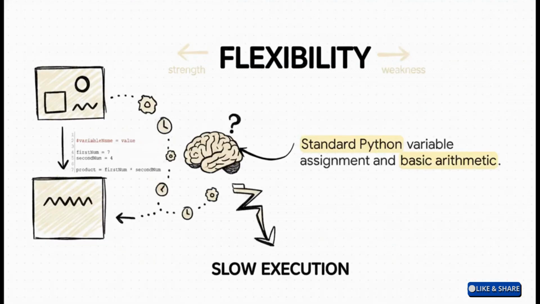Before we can really appreciate the genius of NumPy, we have to diagnose exactly why standard Python lists fail so spectacularly when you throw heavy math at them. Now, don't get me wrong, standard Python is incredibly flexible and super easy to read. You can toss integers, strings, and floats all into the exact same list without a second thought.